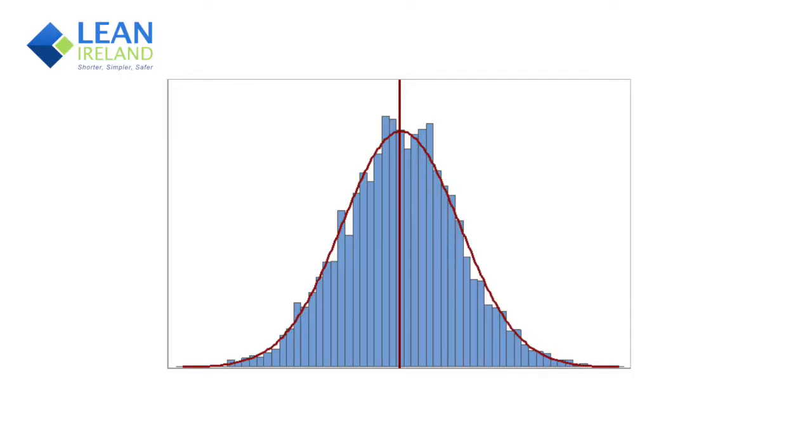Ideally, we would like to have a normal distribution, which forms a symmetric bell-shaped curve. 50% of the data will be below your mean and 50% of the data above the mean. And we like to see a nice, tight distribution with low variation.